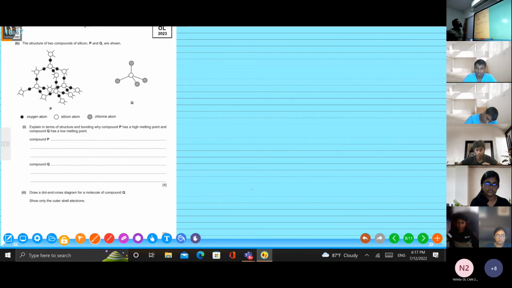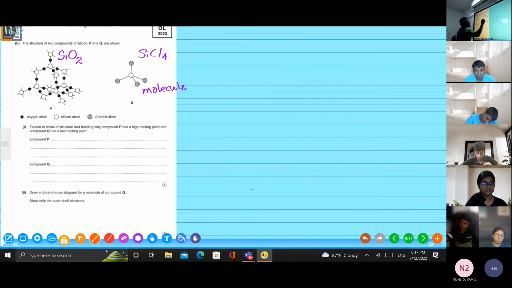The structures of compounds of silicon, P and Q, are given. So both compounds are from silicon, right? If you are thorough in the syllabus, you will definitely tell this is silicon dioxide, right? Silicon dioxide is sand, the main constituent of sand, which is giant covalent. So this is giant covalent. And this one, they have already given, so this should be silicon tetrafluoride. Now, this is an isolated molecule.